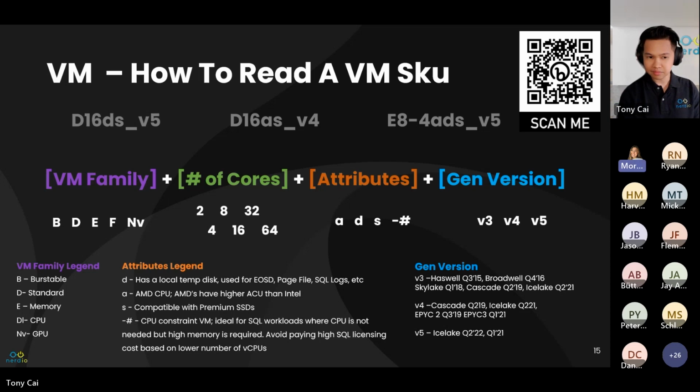Sorry, Tony, a question before we get further along. Franklin asked, in which cases do we use the D attributes? The little d or the big D? The big D is the family, right? So I think he's asking about the little d. The little d with the temp disk is used for things like transaction logs or SQL logs, logs that could be perished anytime. Or if you want to put your page file.